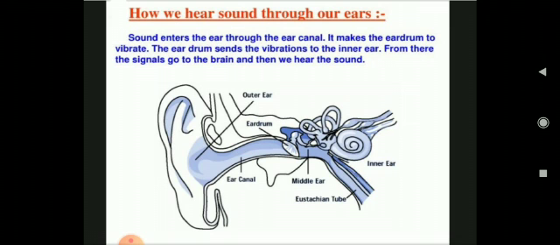We must also take care of our ears, right? You should never insert any pointed objects inside your ears to clean them, because they may damage the eardrum. The ear should be cleaned only from outside, right? So this is all about ears.